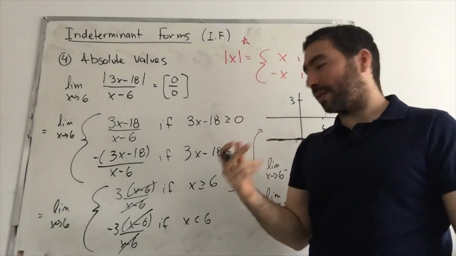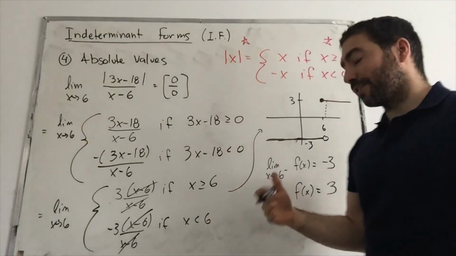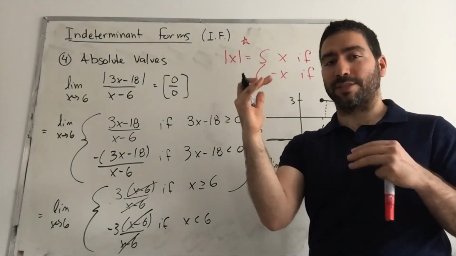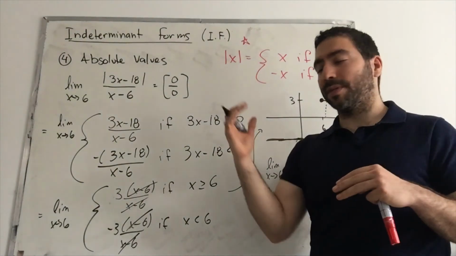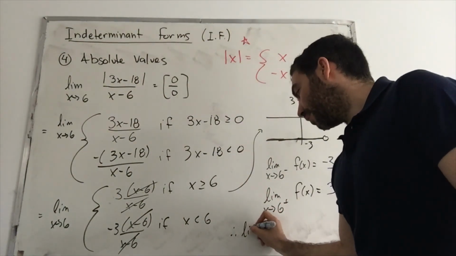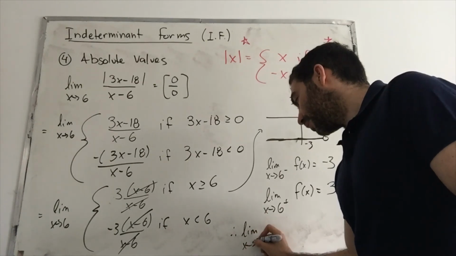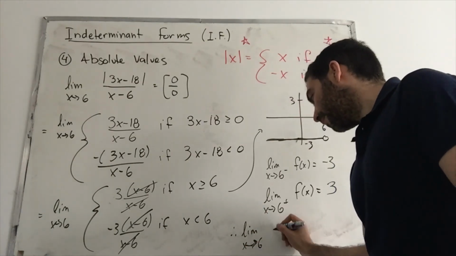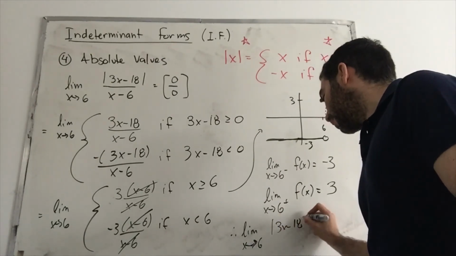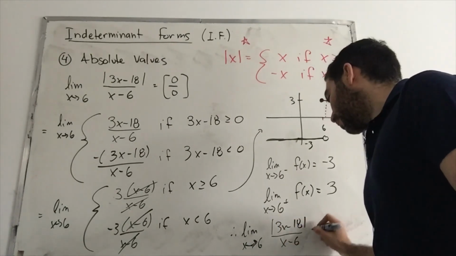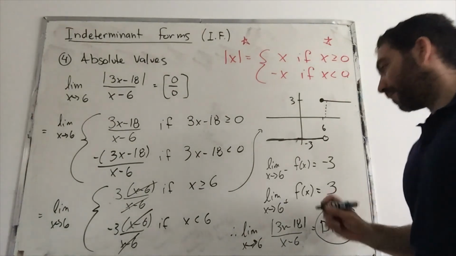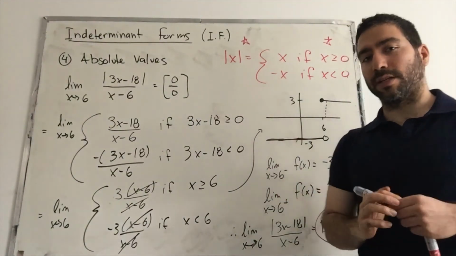What can we say about the limit at 6? So this is from an earlier video. In order for the limit to exist, the left-sided limit and the right-sided limit have to match. In this case, the left-sided limit and the right-sided limit do not match. Therefore, the limit as x approaches 6 of the absolute value of 3x minus 18 over x minus 6 does not exist. Okay. Because the left-sided limit and the right-sided limit do not match.